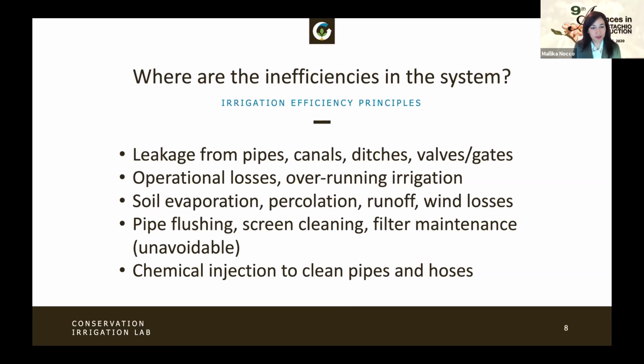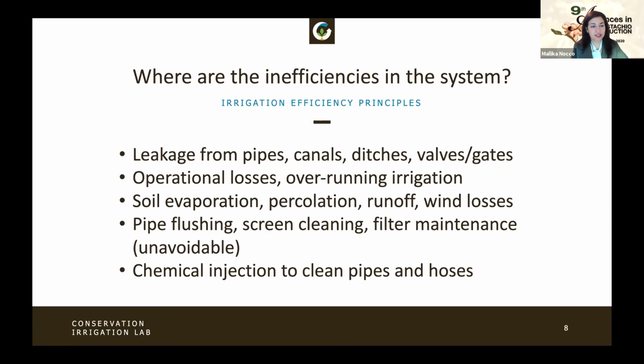Soil evaporation, percolation, runoff, wind losses: I would consider these water cycle losses, because typically you're going to be really trying to focus on one part of the water cycle, which is transpiration. But there are all of these other parts of the water cycle, and you can have losses of water to evaporation, percolation, runoff, and wind losses. And I think of these inefficiencies with the water cycle as something you can try to manage with good scheduling as well. I'm not going to really talk about scheduling today because I think Julia is going to be speaking a lot about scheduling and that transpiration demand component.